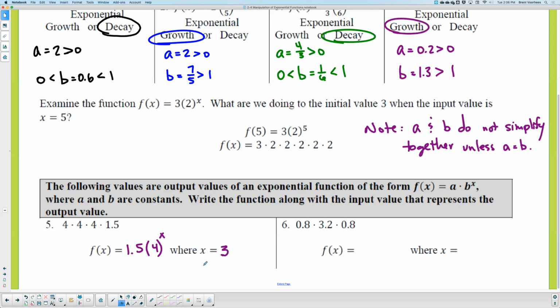Okay, last one, we'll close it on lesson 2-3. How would we write this one? Which value is a? 3.2. It's the one that's not repeating. What is my base that repeats? 0.8. For your equation's sake, put an x there. But for this particular example, how many x's did I have? 2. So x equals 2.